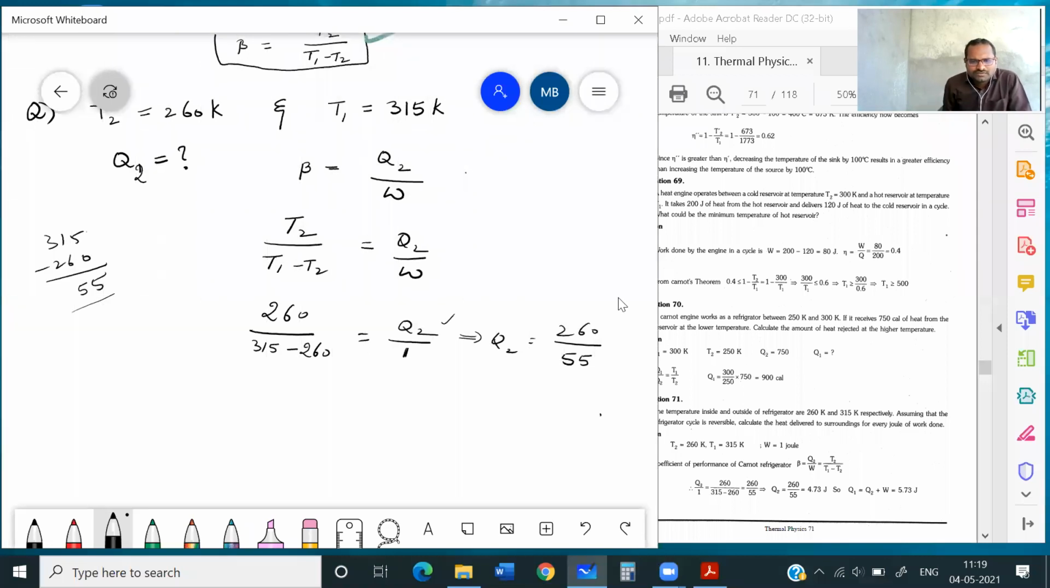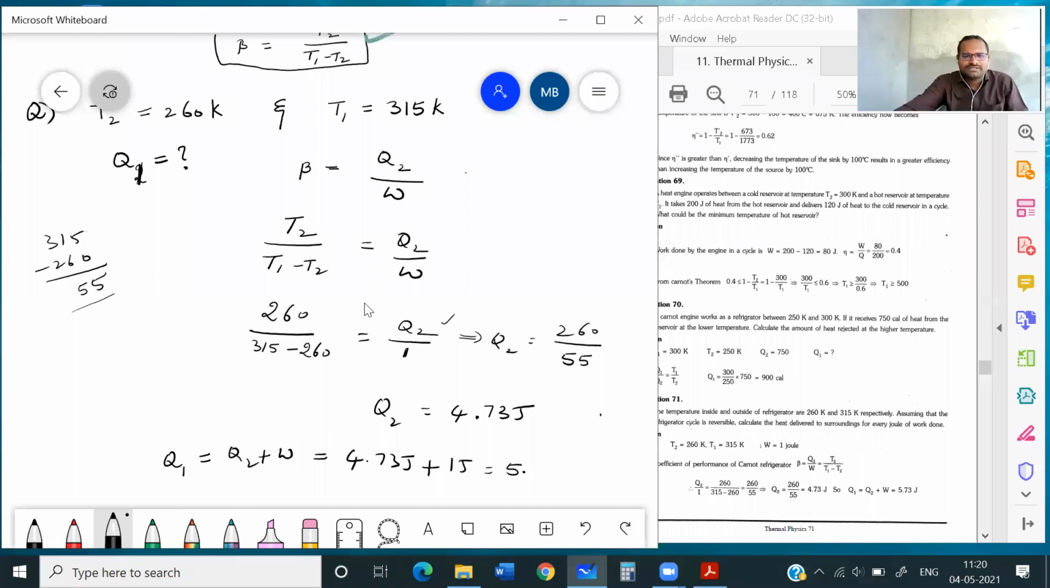So the Q2 value we got is 4.73 joules, but we need to find Q1, the heat energy that is rejected to the surroundings. We know Q1 is equal to Q2 plus W, the work done. Q2 value 4.73 joules plus W is equal to 1 joule. Total is 5.73 joules. Clear?